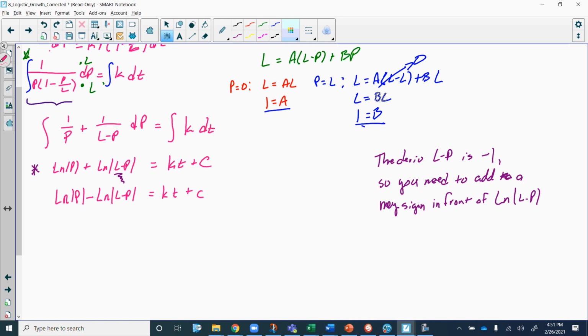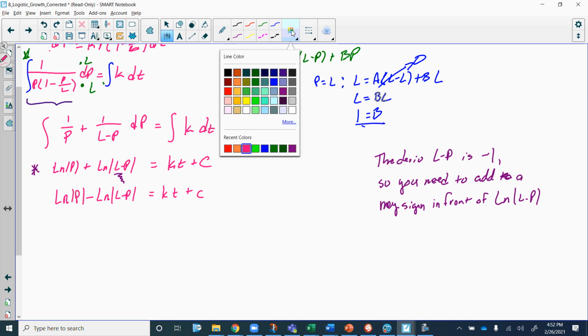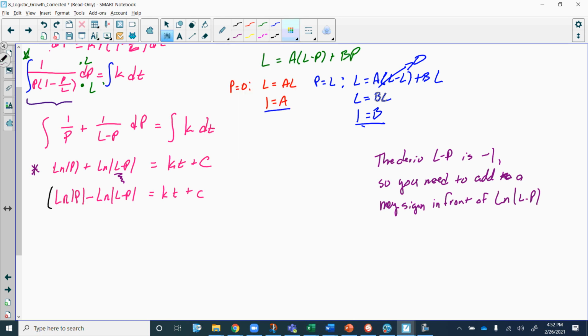Now at this point, based on what I know about properties of logarithms, we can take the two logarithms on the left side and write them as one logarithm. But if I do, I'm going to wind up with P over L minus P. Thinking my way through the rest of the problem, I would prefer the L minus P expression to be on top rather than the P expression if I used my log properties to condense those into one expression. So in order to accomplish that, I'm going to multiply the entire equation by a negative 1.